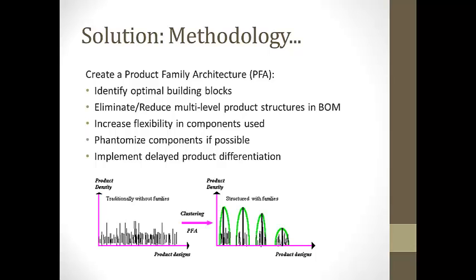Another option is to eliminate and reduce multi-level product structures within a bill of materials. And if we're able to do that, that'll just reduce the lead times and make sure that we're getting the customer's products out to them quicker.